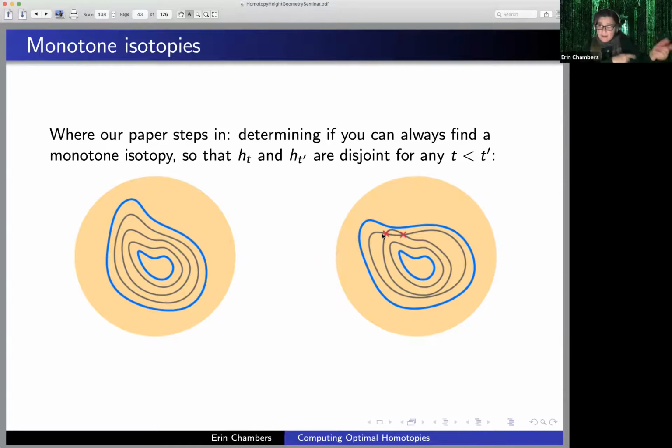And this was not in that prior work. This is sort of the next natural question. It's an isotopy, but is it a monotone isotopy? Does it ever zigzag or wiggle back and forth?